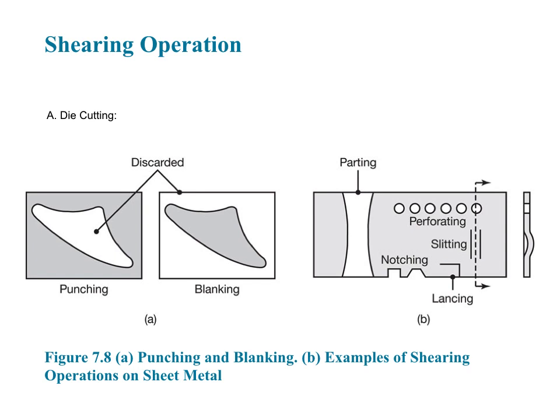Next, there are some other examples of die cutting. These are perforating, slitting, notching, lancing, parting. Perforating is punching a number of holes, for example. Notching is removing a piece of various shapes from the edges of the sheet. Lancing is leaving a tab without removing any material.